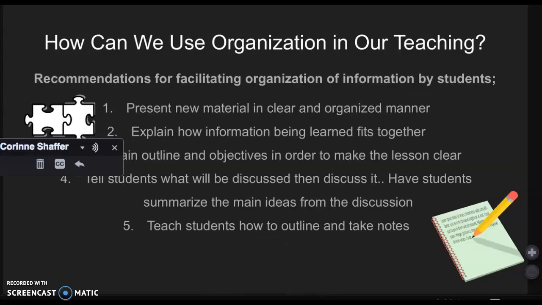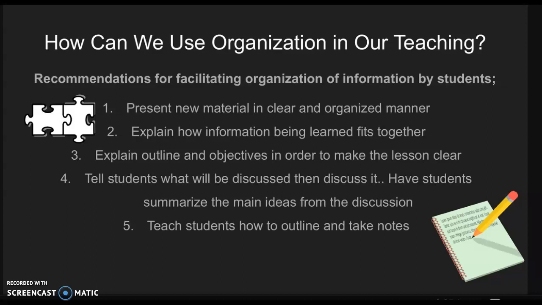So when we start to teach our students, we should be sure to consider organization and how we'll be able to use it so that we can help them learn in the best way possible. So these are some recommendations of how we can actually do that. So first of all, we will need to present the new material in a clear and organized manner. If we give students things that are all over the place, obviously they won't be able to follow as well as if the things were in a great order.